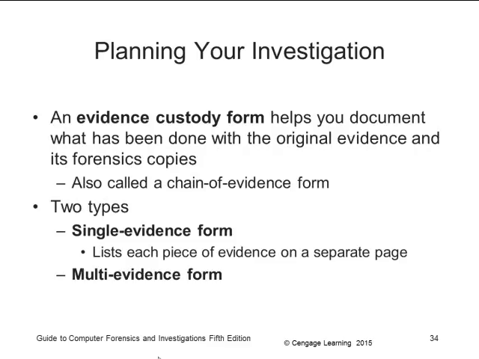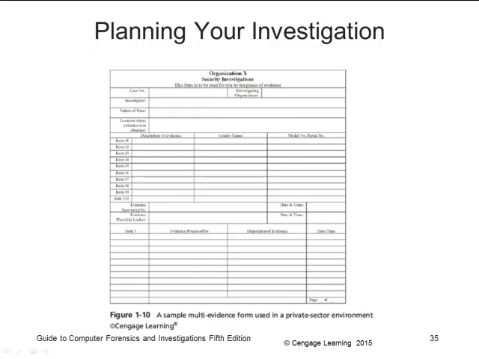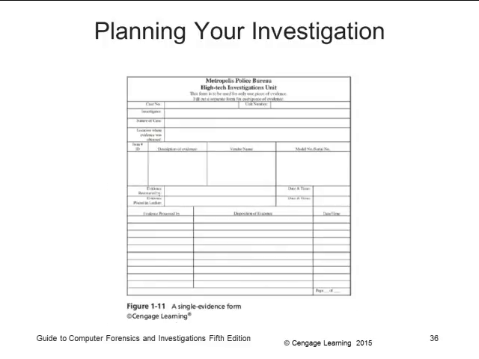Now, when you're using evidence custody forms, they're usually single evidence or multi-evidence forms, and the fields usually include the case number, the investigating organization, the investigator, the nature of the case, the location evidence was obtained, description of the evidence, the vendor name, model number or serial number, evidence recovered by, date and time, evidence placed in locker, evidence number, evidence processed by or disposition of evidence, date and time, and the page.